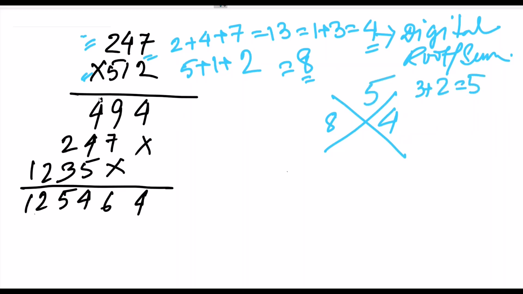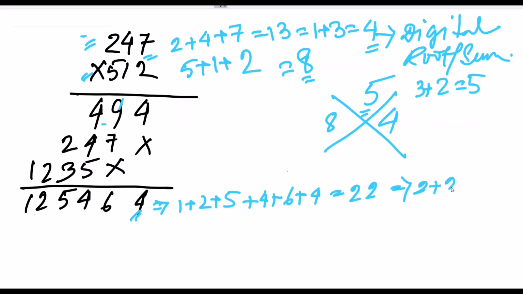Now if this multiplication is correct, then the digital root or the digital sum of the product would be equal to the number over here at the top. That is, it would be equal to 5. So let's add up this number. So 1 plus 2 plus 5 plus 4 plus 6 plus 4. So 6 plus 4, 10, 10 plus 4, 14, 14 plus 5, 19, 19 plus 2, 21, 21 plus 1, 22. So as it's a two-digit number, again we would have to add up the digits. 2 plus 2 equal to 4. Now we get 4 over here.